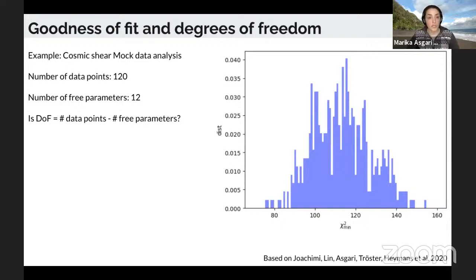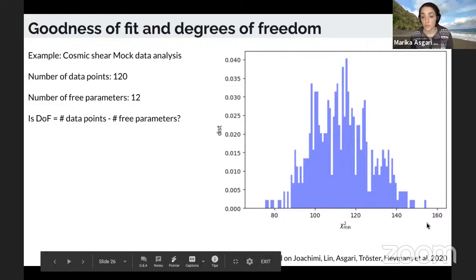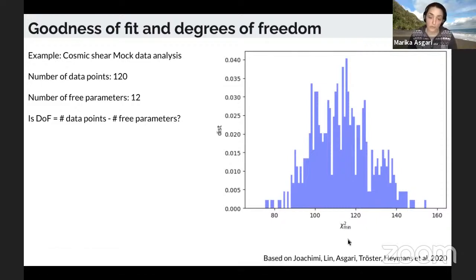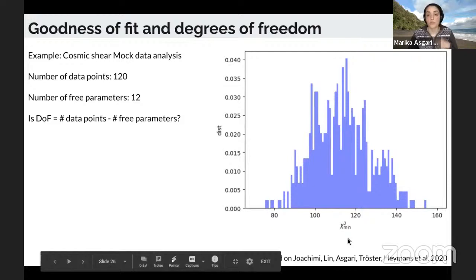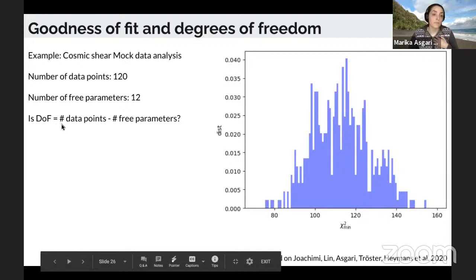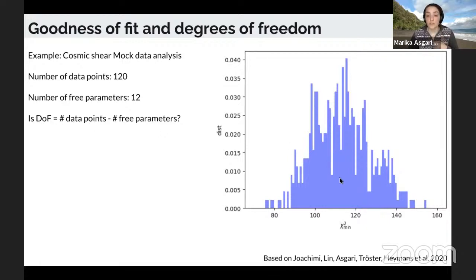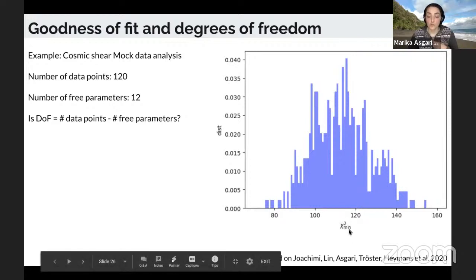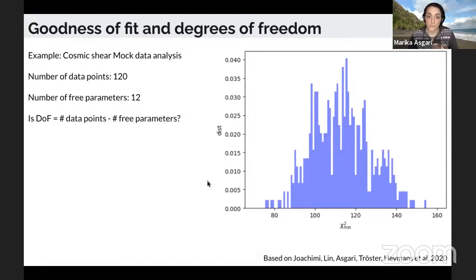Now the question is, what is the degrees of freedom? Because we need the degrees of freedom to translate the chi-squared to a goodness of fit. So what's the degrees of freedom? Is it the number of data points minus the number of free parameters, or is it not? On the plot, you can see the distribution of minimum chi-squared values for these 500 realizations. And let's see if we use the degrees of freedom based on this formula here, do we get a distribution that corresponds to the minimum chi-squared distribution?